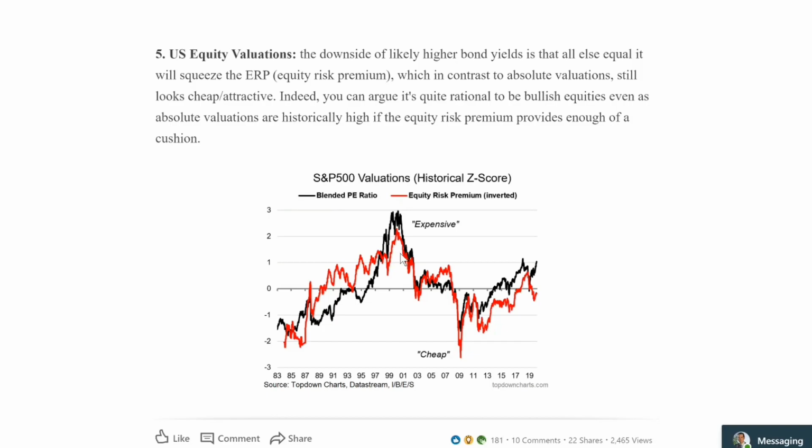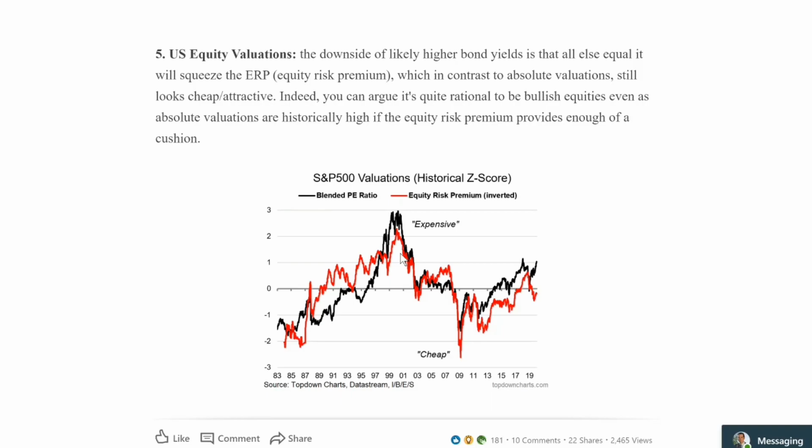But moving on to the red line, this is a really important one. This is the equity risk premium. I've inverted it because typically it's actually a positive thing. But anyway, the way that you calculate that is some form of earnings yield minus some sort of inflation, maybe, minus a real yield.